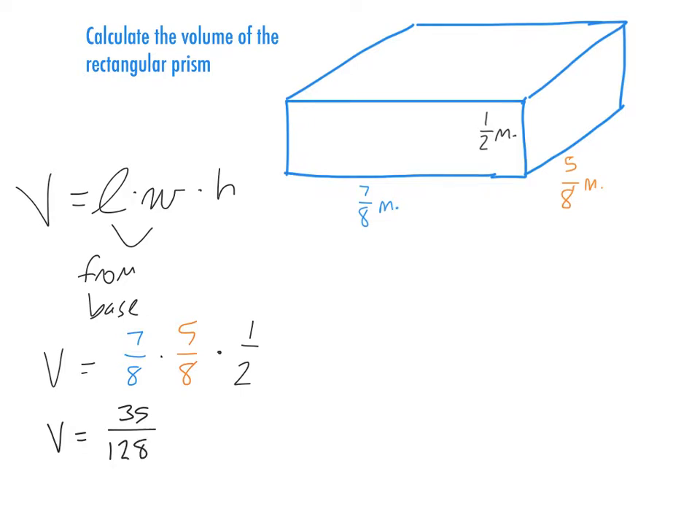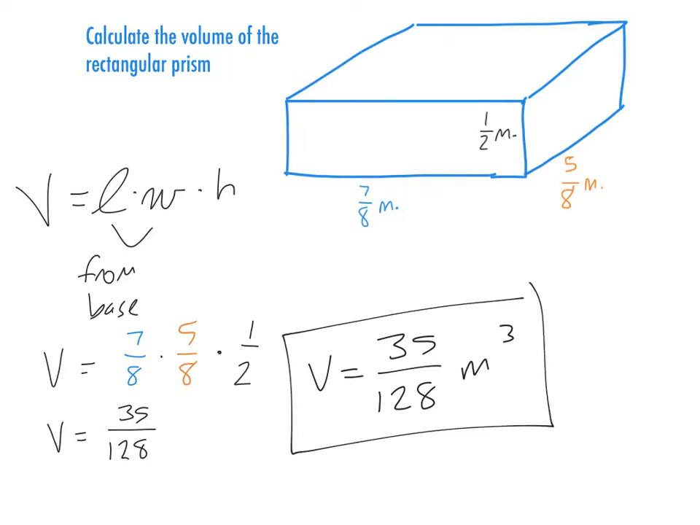And so then, in this case, we would be done. And we would say, what's the volume of that rectangular prism? Well, it was all measured in meters, so it would be 35/128 cubic meters, or meters cubed. The volume equals that. And there you go.